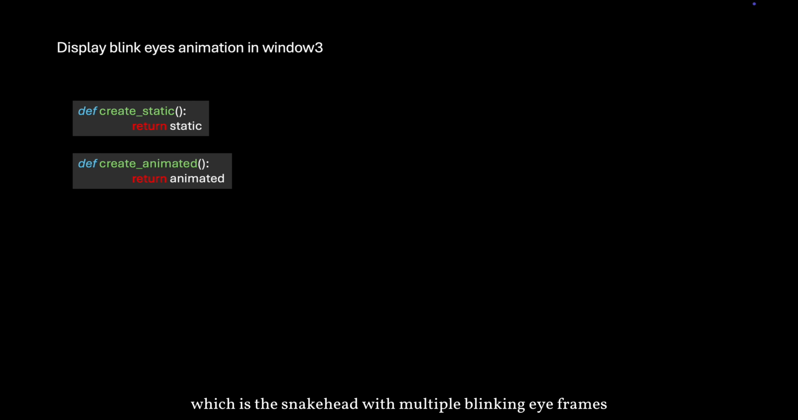But now in V2, we have both static and animated objects in window 3. To achieve this, I built 2 functions. The first function is to display all the static objects, such as the scoreboard, the food image, etc. The second function is to display the animated object, which is the snake head with multiple blinking eye frames.